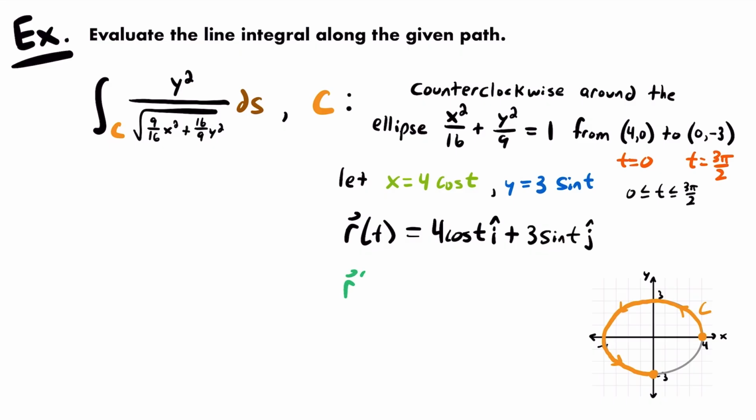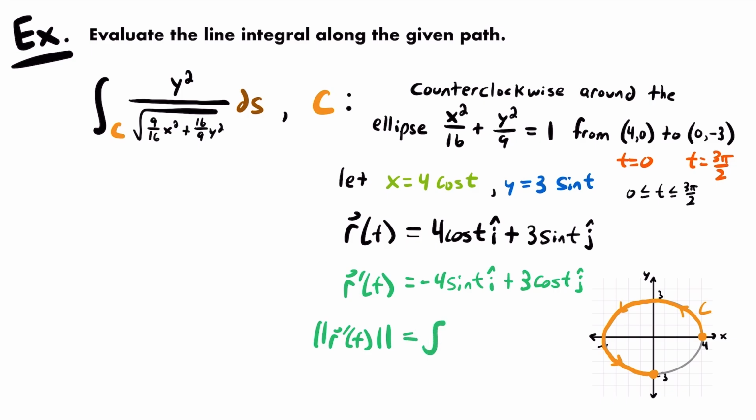But then let's take the derivative of that vector function. That will be equal to the derivative of 4 cosine t. The derivative of cosine is negative sine, so you'll get negative 4 sine t times i, and then you'll add that to the derivative of 3 sine t, and the derivative of sine is cosine, so you get 3 cosine t times j. Now let's take the magnitude of the derivative of the vector function.